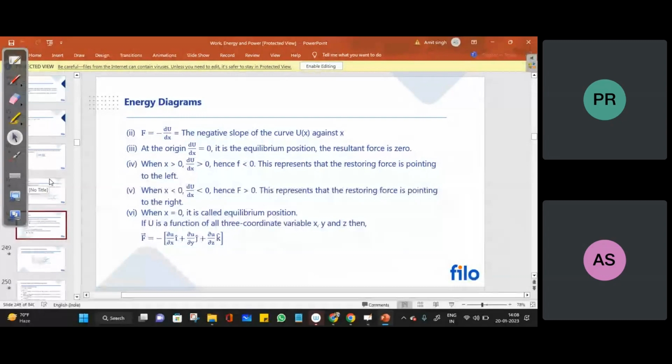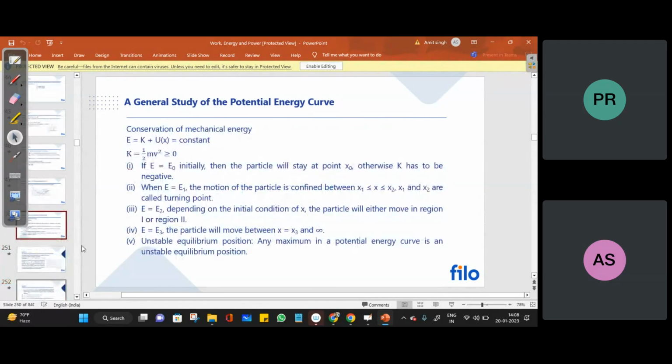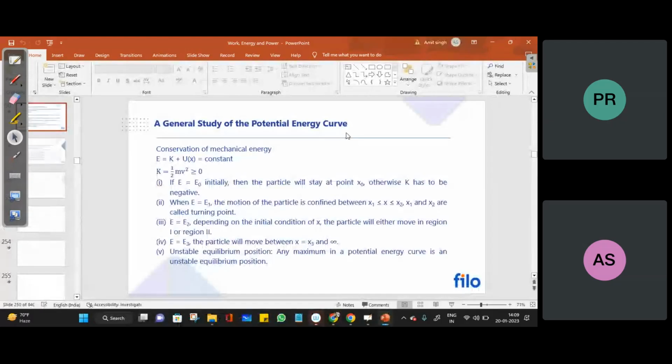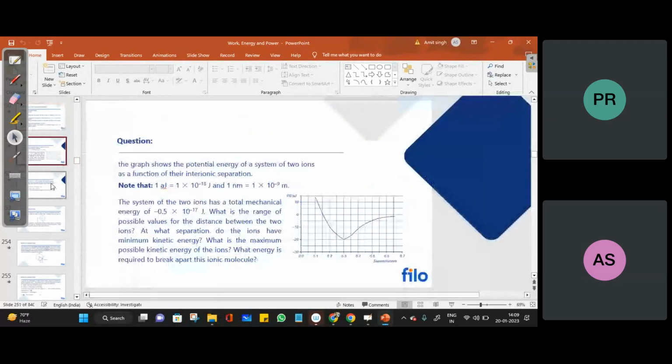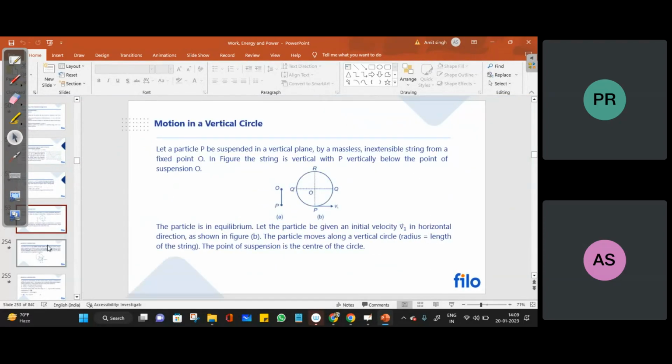Sir, I'm having some doubts in circular motion. Can you ask? Okay. Sir, generally in circular motion, we say that we can take the reference point anywhere as the origin. Does the reference line always have to pass through the origin, sir?